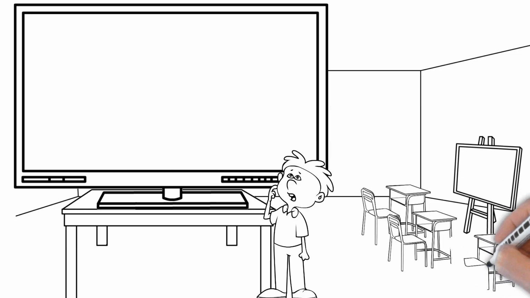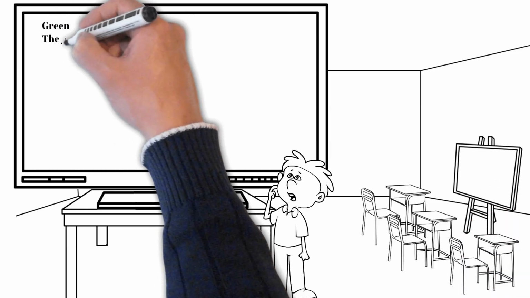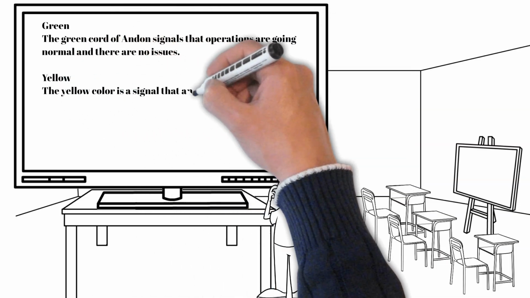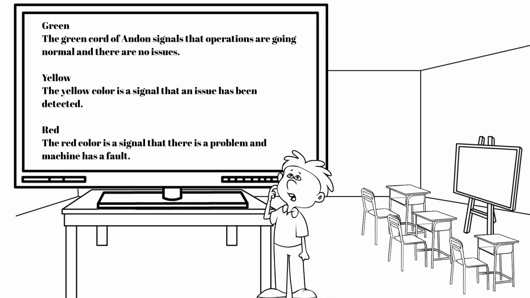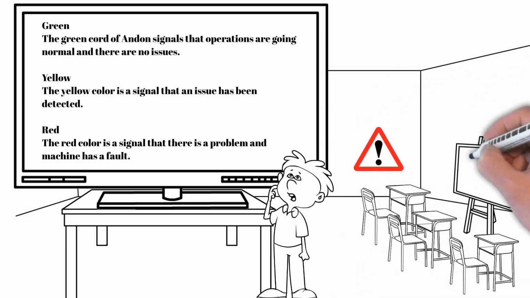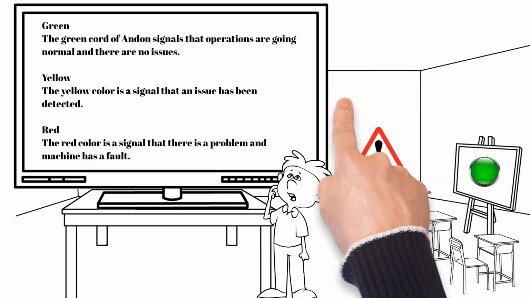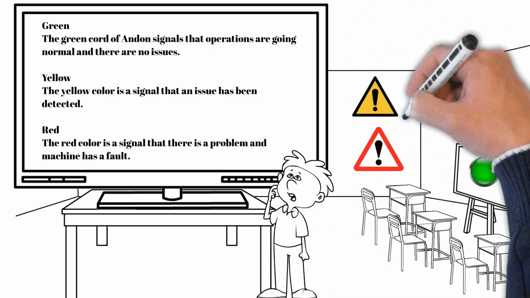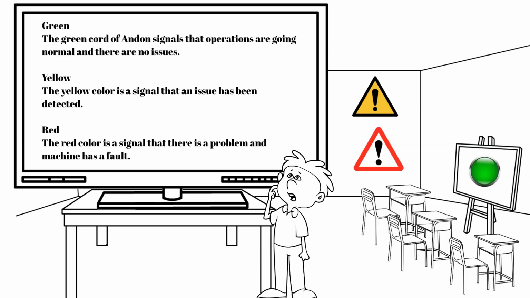The green color of Andon signals that operations are going normally and there are no issues. The yellow color is a signal that an issue has been detected. However, the issue is typically small and it is just a warning. For example, the machine is overloaded or the printing cartridge is low and you will need to take corrective action soon. The red color is a signal there is a problem and the machine has a fault, or that you cannot continue the action, and it often requires immediate action by the operator or the user.